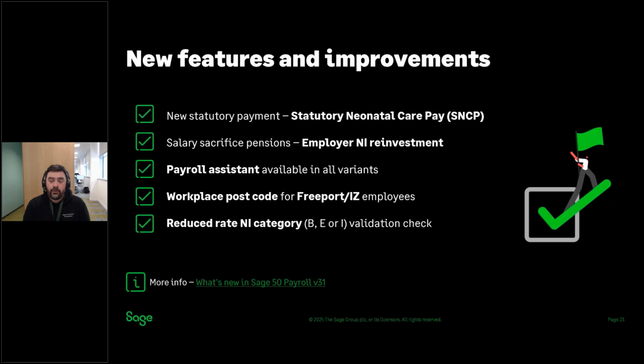If any of you are Freeport or investment zone employers, you will now need to record the workplace postcode for employees who are on a Freeport or investment zone NI category. So there is a new field in the employee record for you to do that if required. And there's some new validation for the reduced rate NI category, usually category B, which will validate an employee's date of birth to ensure that it is being used by employees that would qualify based on their age. So for more details on that and everything else that's new in version 31, do check out the link on the slide.